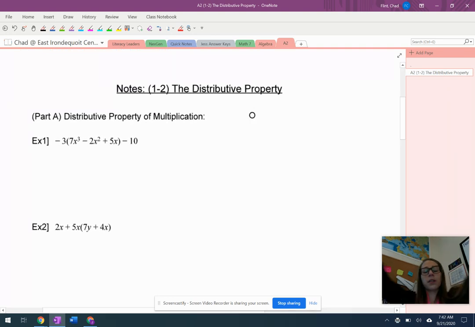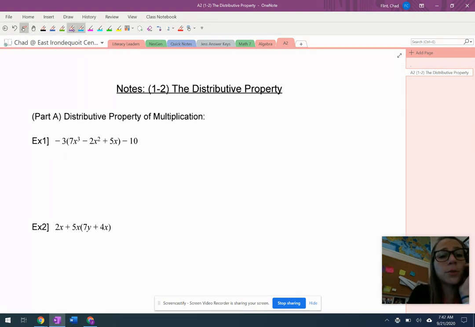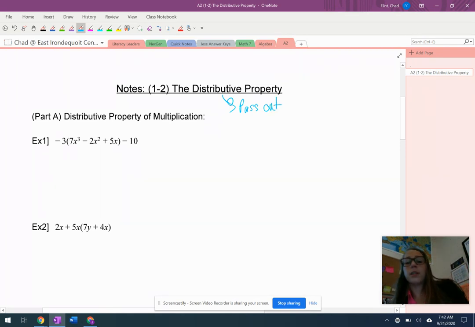All right, so we're going to look at notes for 1-2 today, the distributive property. So we're reviewing the distributive property from last year. So we might recall that distribute means to pass out or give to everybody in your group.